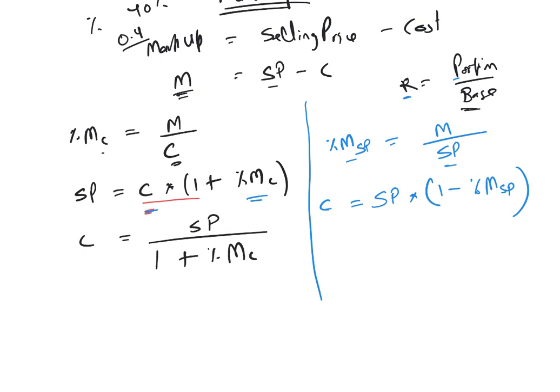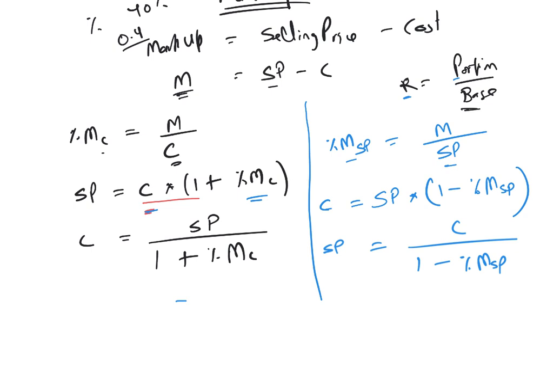And if we work with this, then we can now calculate our selling price as our cost divided by 1 minus percentage markup over selling price. So hopefully this helps us see these formulas in context. Again, the blue formulas are right, as well as the black formulas.